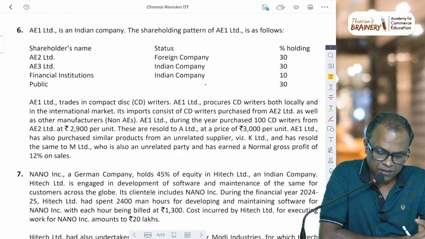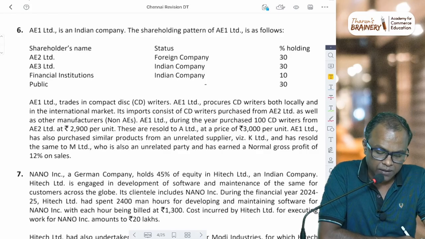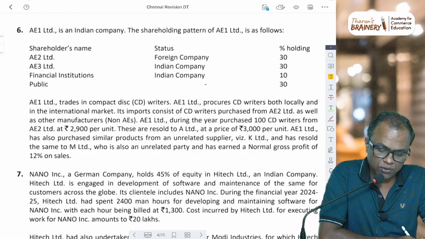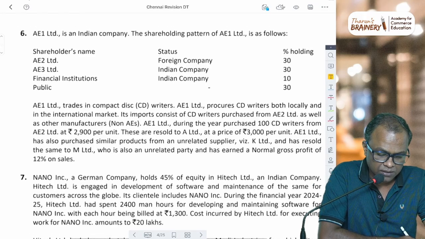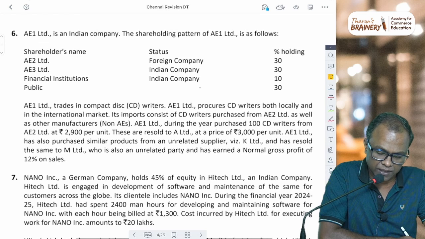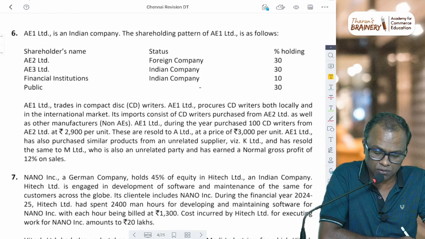So this is the related party transaction, that is importing goods from AE2 Limited and then reselling in India. AE1 Limited during the year purchased 100 CD writers from AE2 Limited at rupees 2,900 per unit. So this is the TP, transfer price. These are resold to A Limited at a price of 3,000 per unit. So this 3,000 is the starting point of our computation. AE1 Limited has also purchased a similar product from an unrelated supplier, that is K Limited, and has resold the same to M Limited, who is also an unrelated party, and has earned a normal gross profit of 12% on sales.